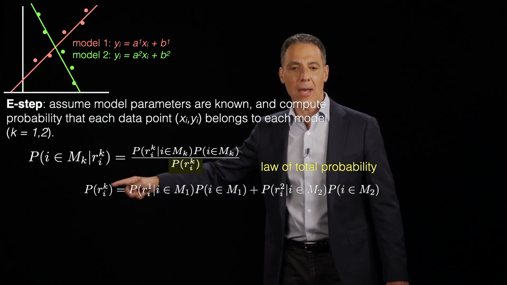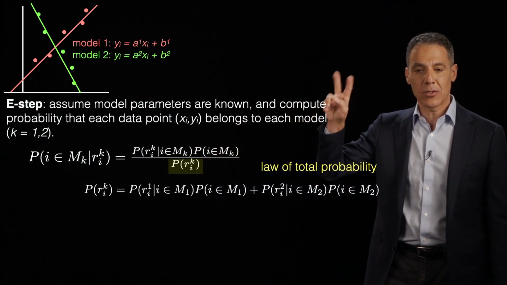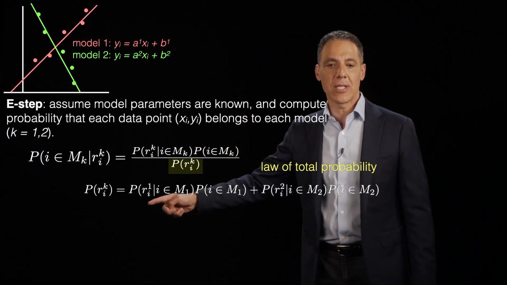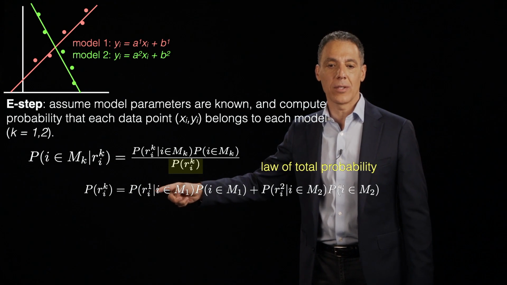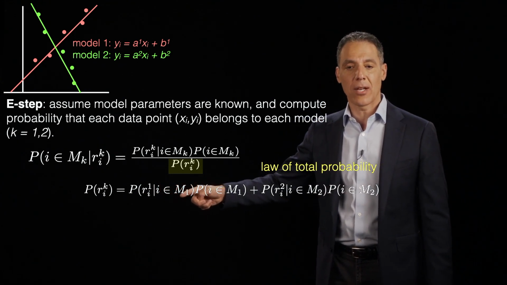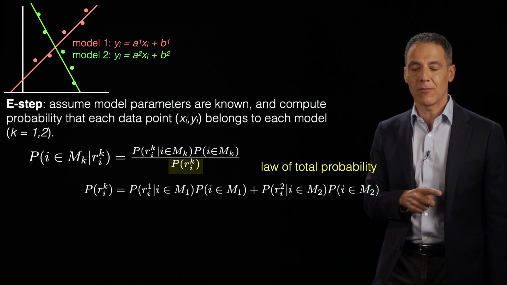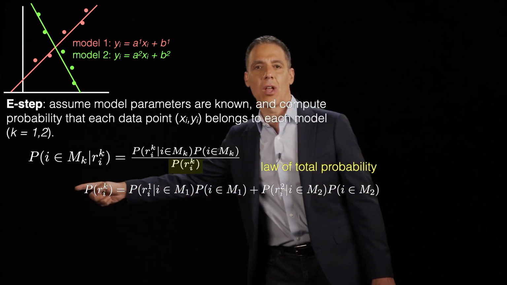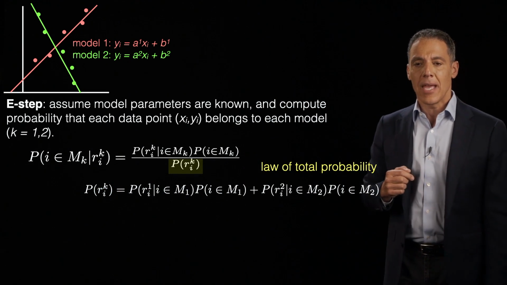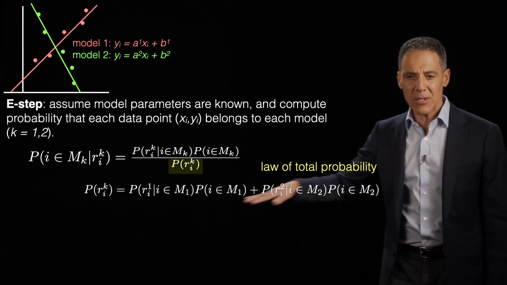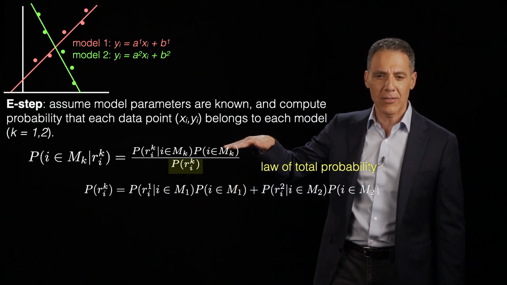residual I for model K is the following, because I only have two classes. It's the probability of residual I for model 1 given that I belongs to model 1 times the probability that I belongs to model 1, plus the same thing for model 2. This is what's called the law of total probability. And now let's see, because some of these terms look awfully familiar given this up here.